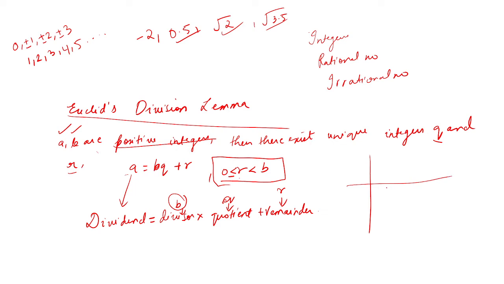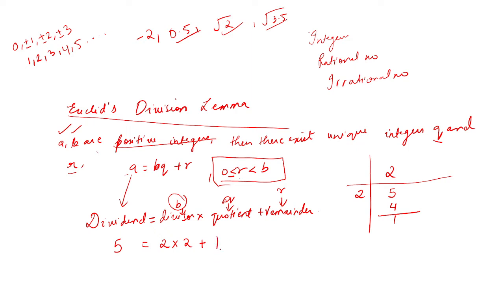So see, it's something like this. Suppose you have a number a, so that is our dividend, 5. What is the divisor? I'll take my divisor to be 2. All right, so 2 into 2 becomes 4. So what is left? 1. So what does Euclid's division lemma tell us? It tells us that the dividend, which is 5, is equal to the divisor, which is 2, into the quotient, which is 2, plus the remainder, which is 1. This is what Euclid's division lemma means.